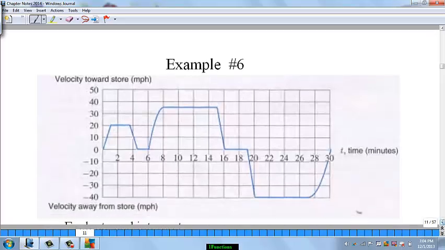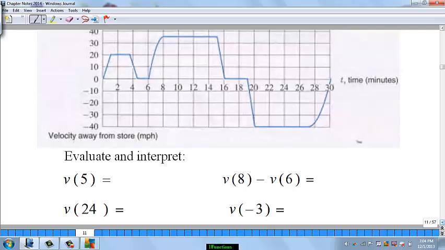Okay, so this is the same example. We're going to evaluate and interpret. So we're going to first do V of 5. So if I look at V of 5, it's not 5, 5's over here. So if I do V of 5, that's right here, it looks like it's 0 miles per hour. So what does that mean? Well, 5 minutes from when he left home, he's basically stopped. Now he could be at a light or he pulled over, you don't know, but he's basically stopped.